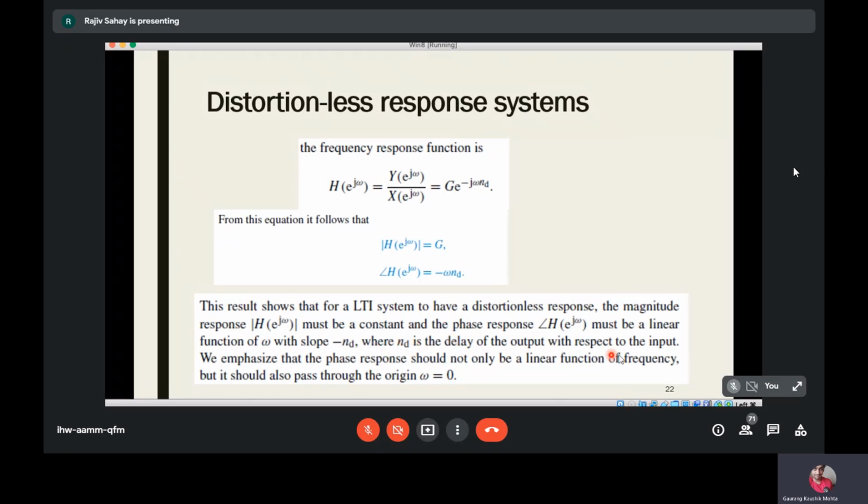So ND is the delay of the output with respect to the input. If you make ND negative, then it is a non-causal system, and we cannot have non-causal systems in practice. So ND will be positive, slope will be minus ND. So phase response should not only be a linear function of frequency, but it should also pass through the origin, omega equal to 0, with a slope of minus ND. So it is having a negative slope, minus ND.